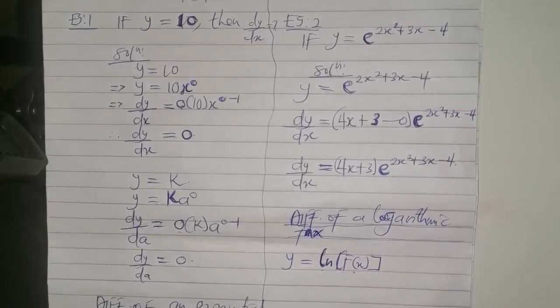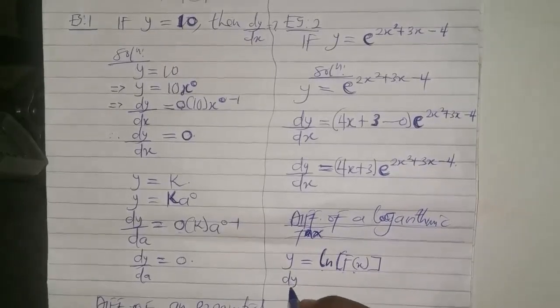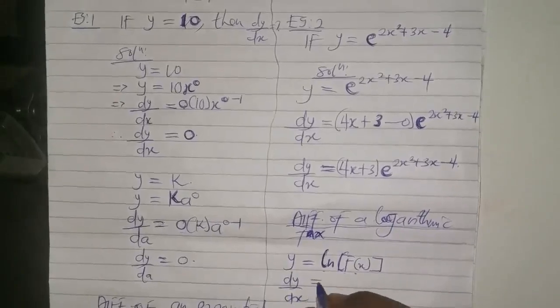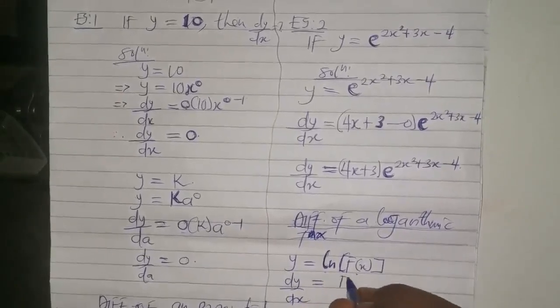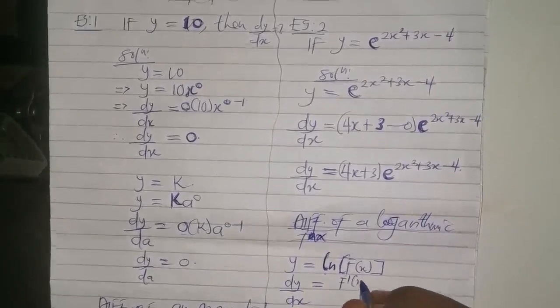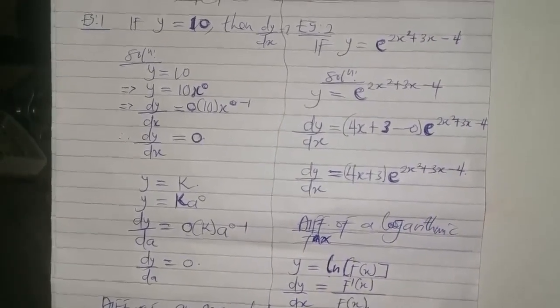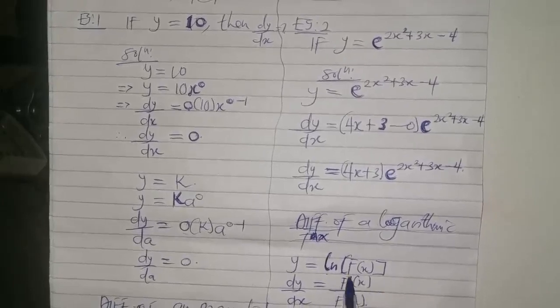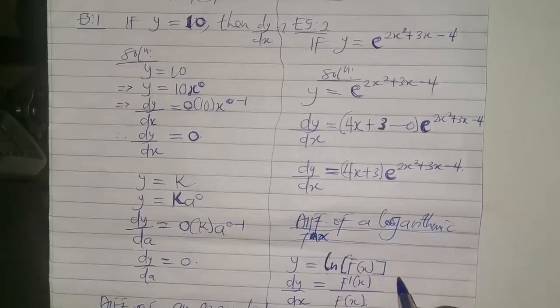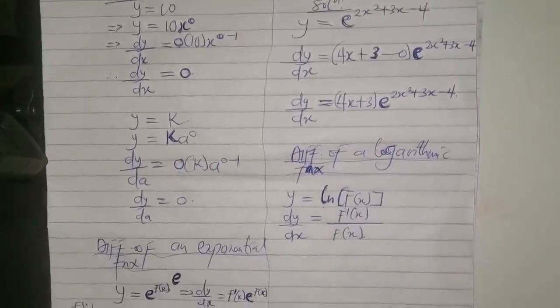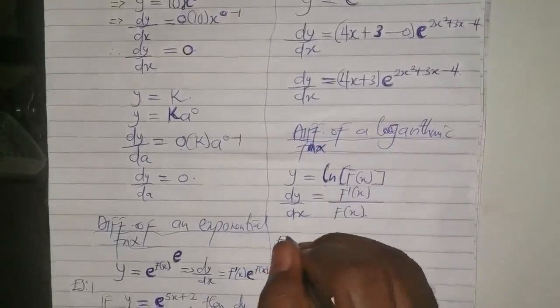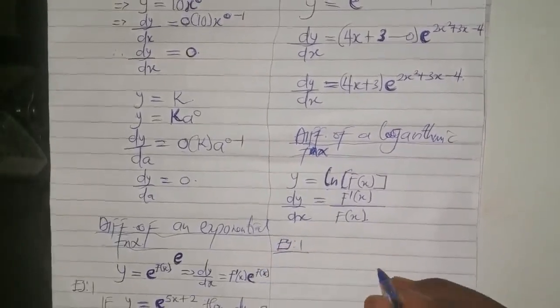Without differentiation, without change. Okay, so I can say that therefore my dy over dx in this case will be equal to f prime of x divided by what? My f of x. So I differentiate the function, then I divide by the original function. So that is how this also works. That is differentiation for what? A logarithmic function.